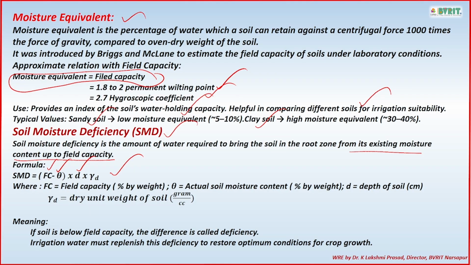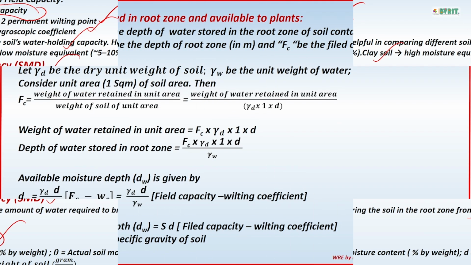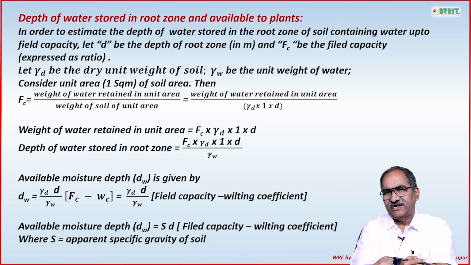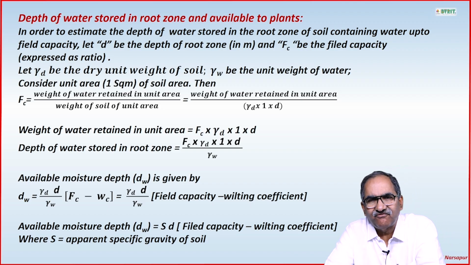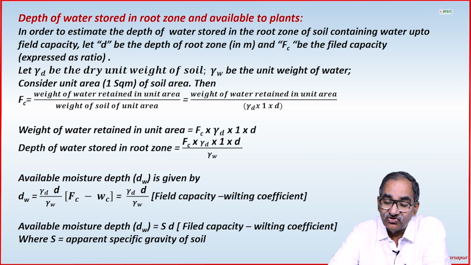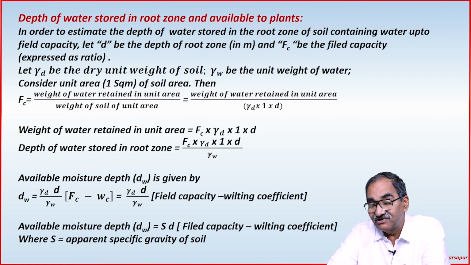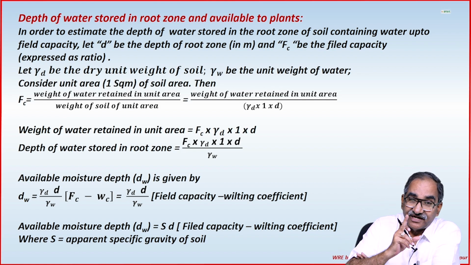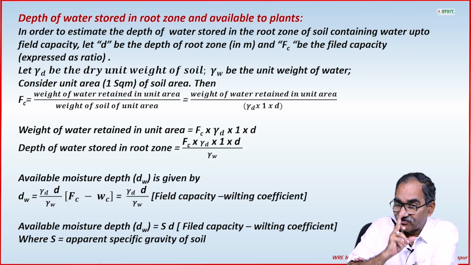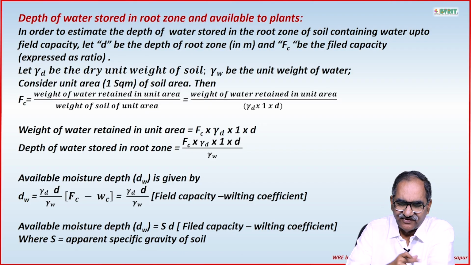What do you understand by D? D is the depth of soil which we are taking, and gamma D is the dry unit weight of the soil. If you use this, you can get that. And very important is the depth of water stored in the root zone, which is available to the plants. The depth of water stored in the root zone of a plant is very, very important.